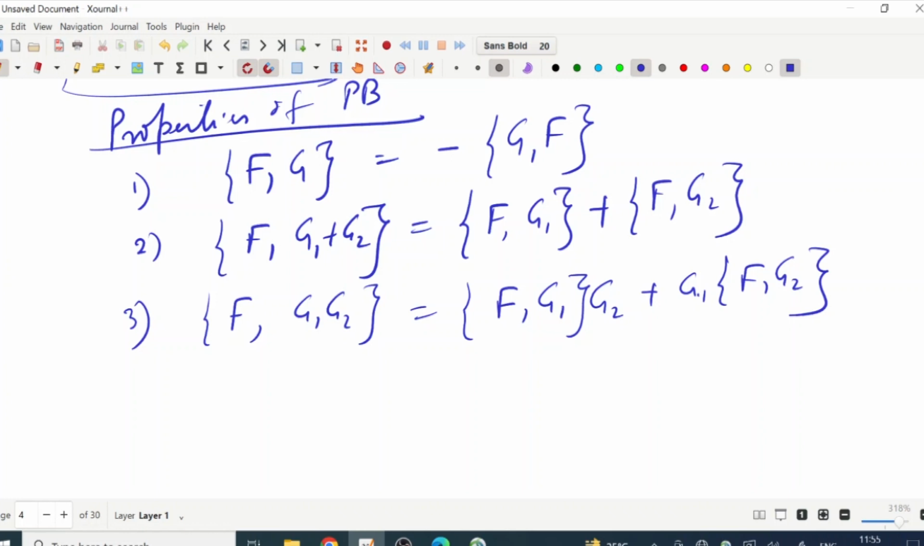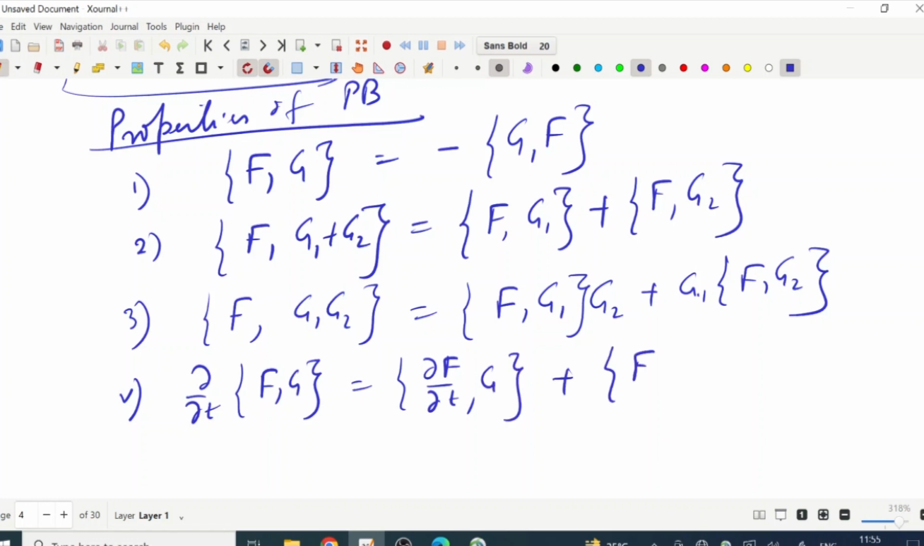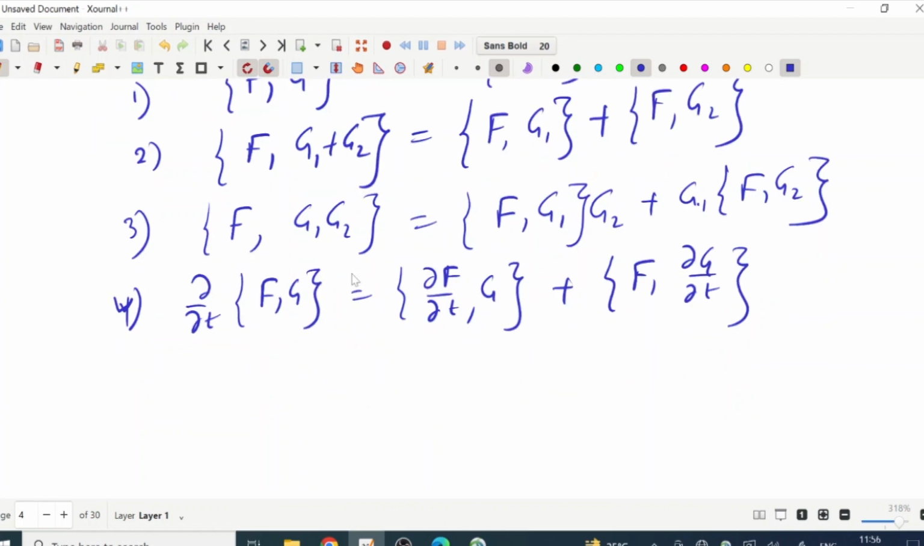We will verify these properties explicitly. And then if you have a time derivative of a Poisson bracket between f and g, it is {del f del t, g} plus {f, del g del t}. These are very straightforward Poisson bracket properties, and lastly I will mention a very important property, which is called the Jacobi identity.